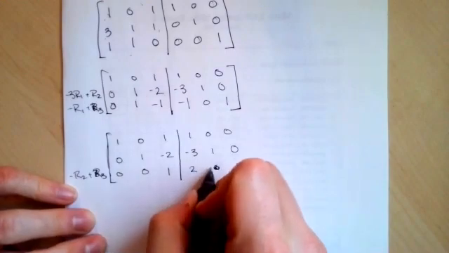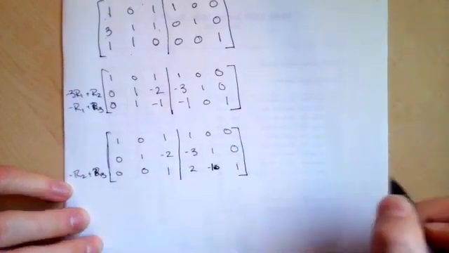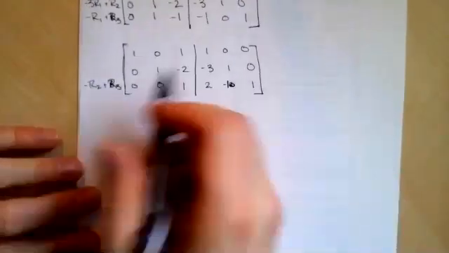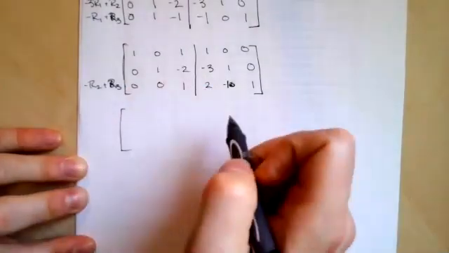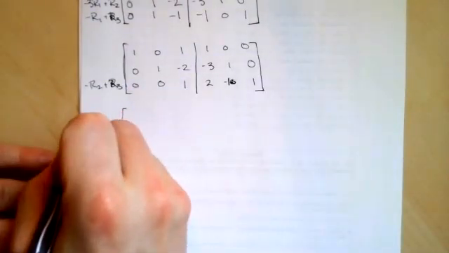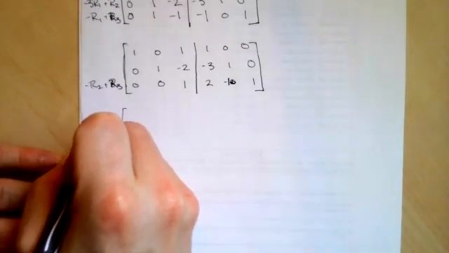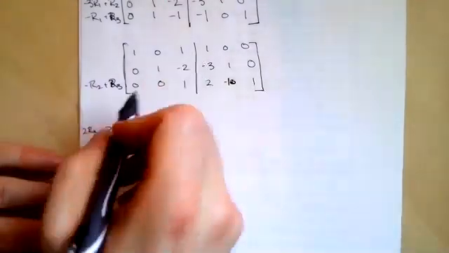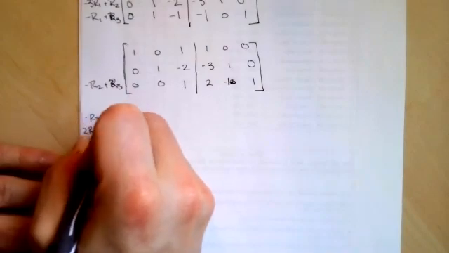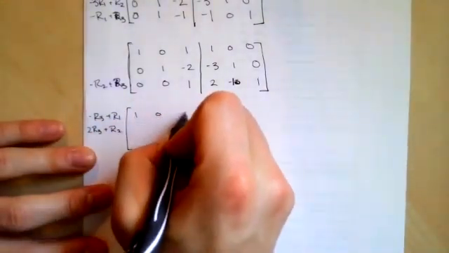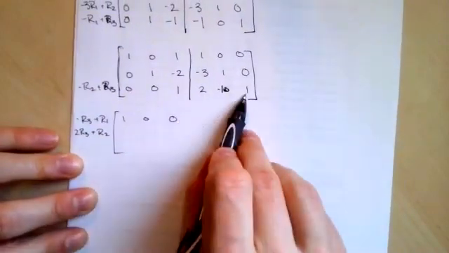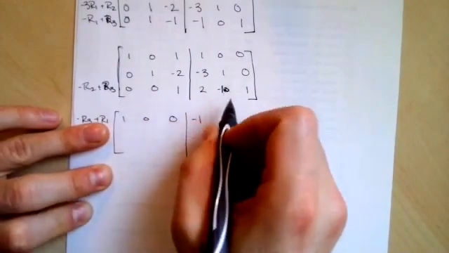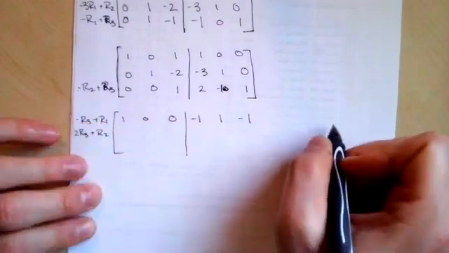Negative row 2, missed a -1 there. So we're close. Now we've got to get rid of that -2. So we do 2 row 3 plus row 2. And I guess we can do row 1 at the same time. So let's do negative row 3 plus row 1. So that'll give us 1, 0, 0. If I do negative row 3 plus this top row, it'll give us a -1 there, a 1, and then a -1.